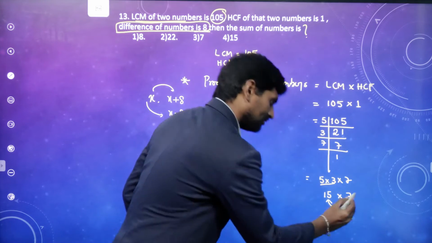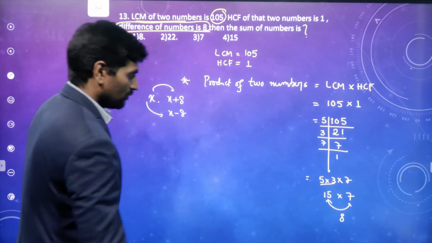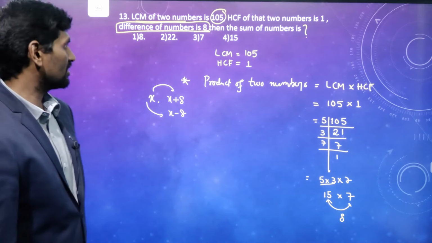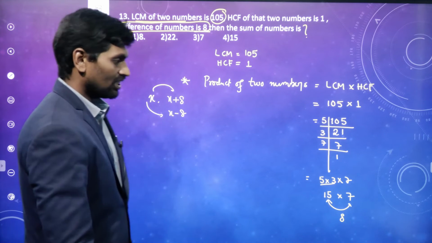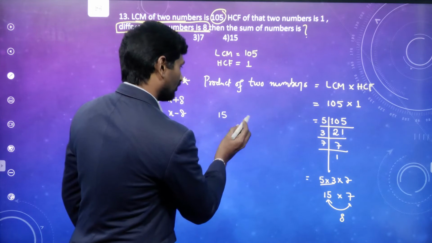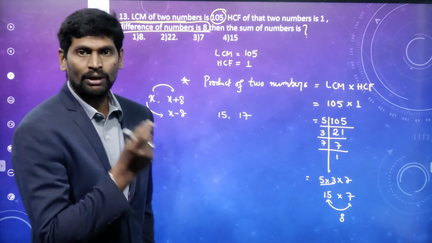Am I right? The difference between 15 and 7 is 8. So 15 and 7 are our required numbers, because 15 sevens are 105. 15 and 7 are the required two numbers.